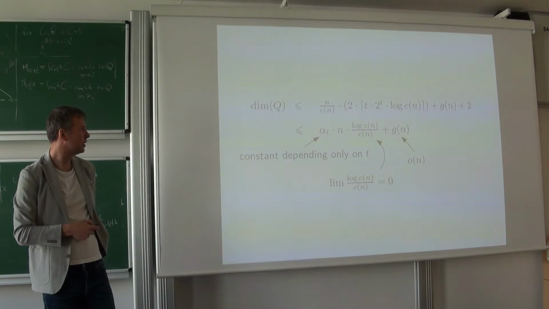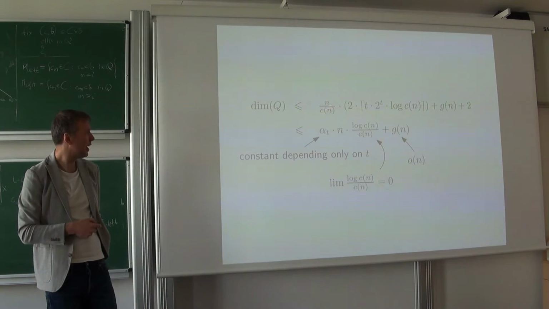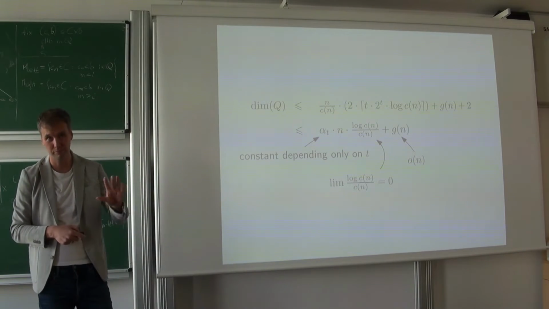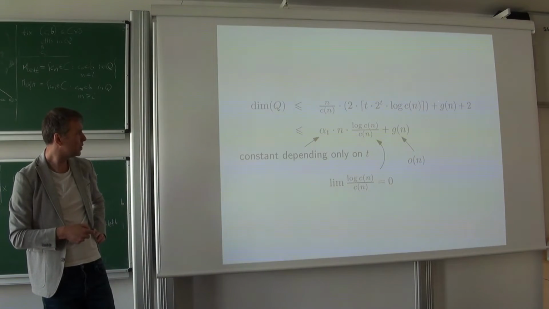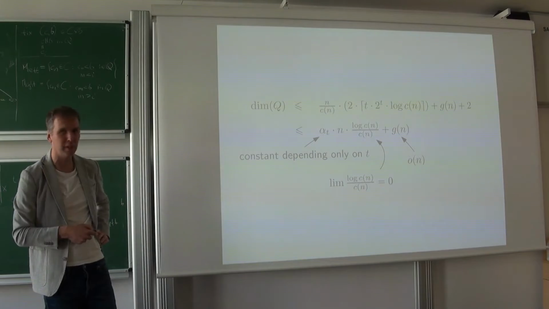Please note that 2^t is some constant depending only on t. Then I have n. So the constant is not a problem. n is a problem, yes? And then what is left is log of Cn over Cn, yeah? And then there's plus Gn.